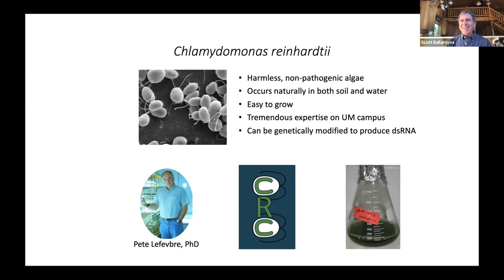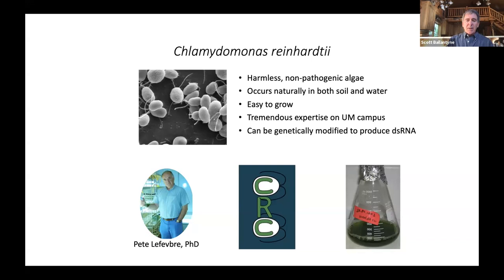Anyways, he coordinates the CRC, which stands for the Chlamydomonas Resource Center. And he and other members of the staff have been really helpful in getting us started working with this algae. And we're now able to grow nice flasks of the green algae like you see on the right there. So what gets me most excited about clammy is that it can be genetically modified. And in fact, you can use it just like we're using E. coli. You can engineer clammy to produce double-stranded RNA against any gene you want.